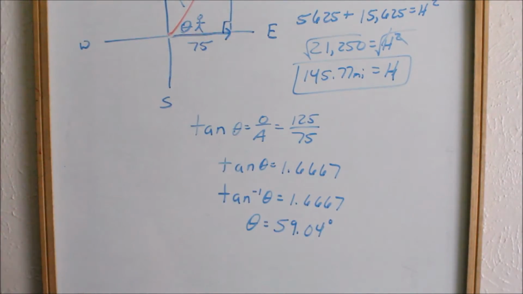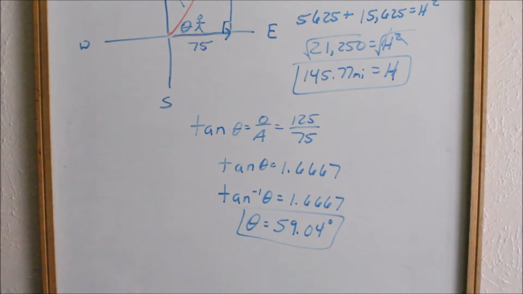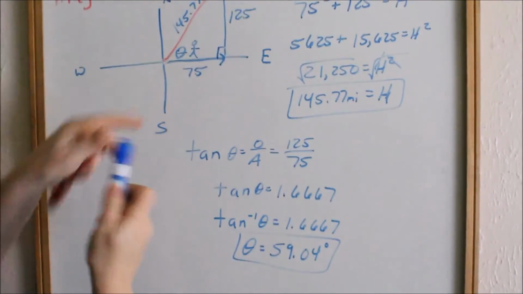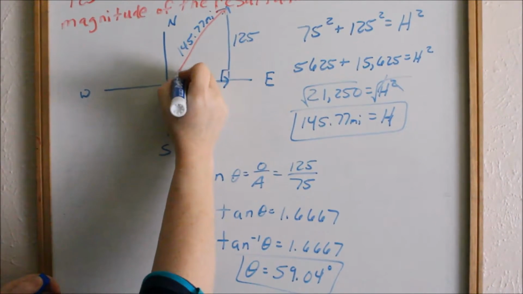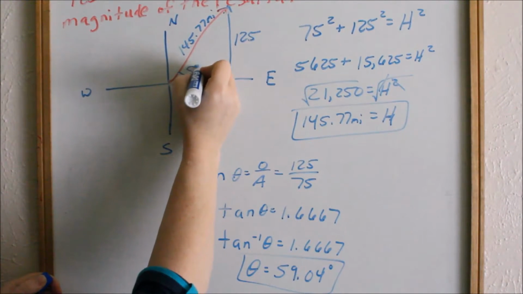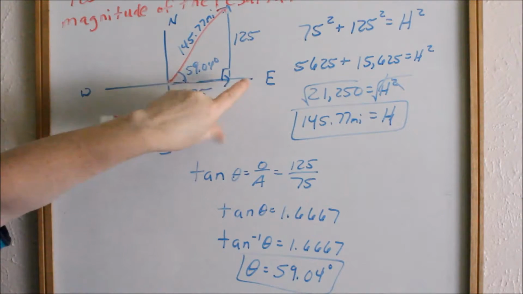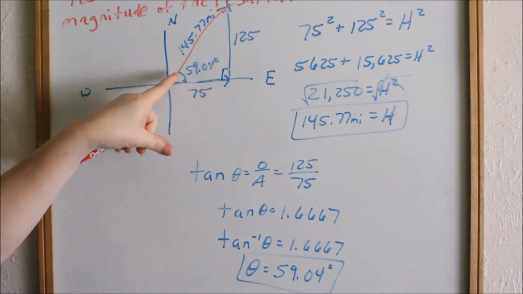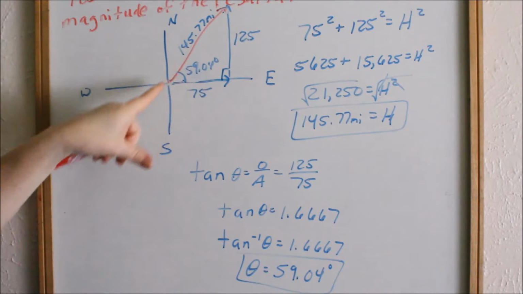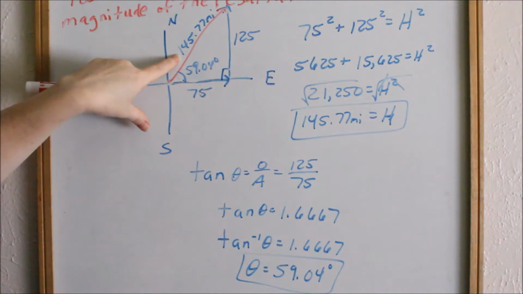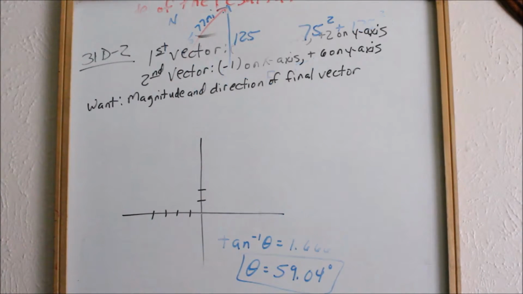They might just say 59 degrees. I'm going to go ahead and leave it as 59.04 degrees, which means that this angle right there is 59.04 degrees. Meaning if I started here at 0 and I went up an arc at 59 degrees, I am walking, if I walk this path, the hypotenuse path, I will be walking 145.77 miles at 59 degrees.